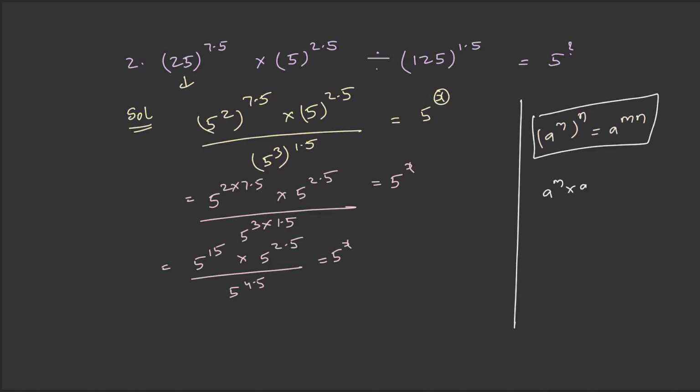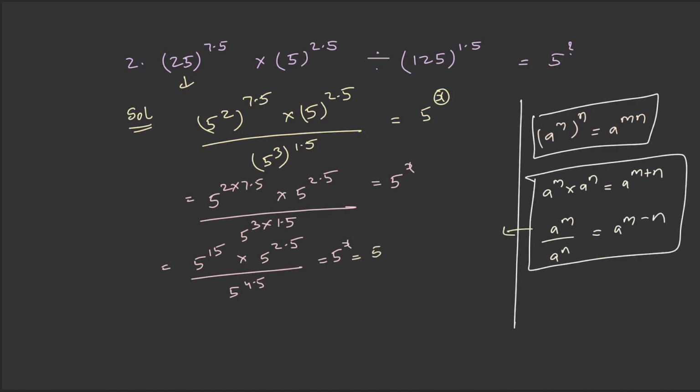A power m into a power n is equal to a power m plus n, and a power m by a power n is equal to a power m minus n. By using this, 5 power 15 plus 2.5 minus 4.5 is equal to 5 power x. As the bases are same, the powers should be equated. Therefore, x value will become 13. This is the answer.